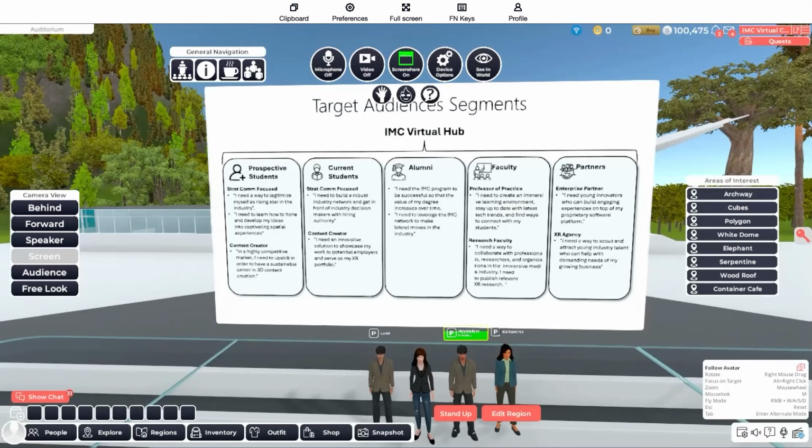The first one is an enterprise partner who we would want to strike a collaboration with to develop on top of any proprietary software that they have. And the second is an XR agency, people who work in the industry, who make content, who need young, hungry, innovative talent to join their team in an industry where it's really hard to find people who are skilled at what they do. But of all of these stakeholders, the one that holds the most importance are prospective students, because there is no IMC program unless we can get new students in the door. So Catherine, can you transition to the next slide?